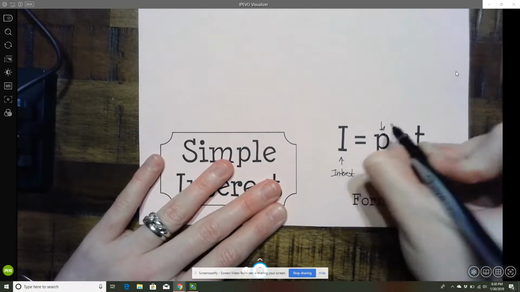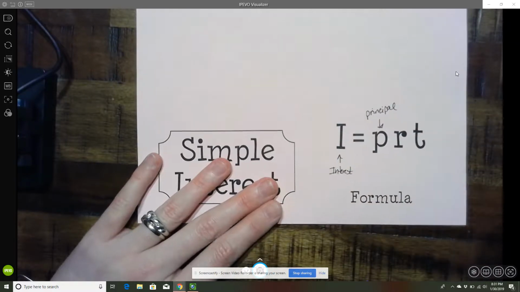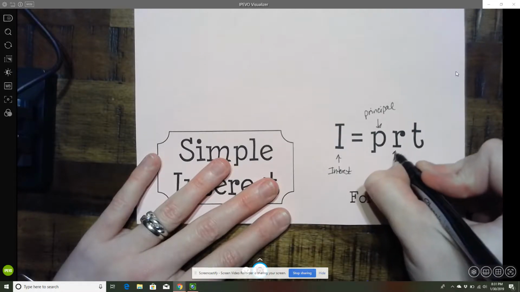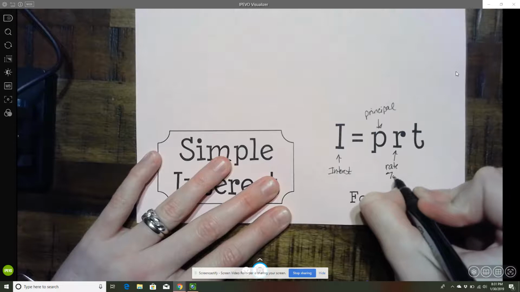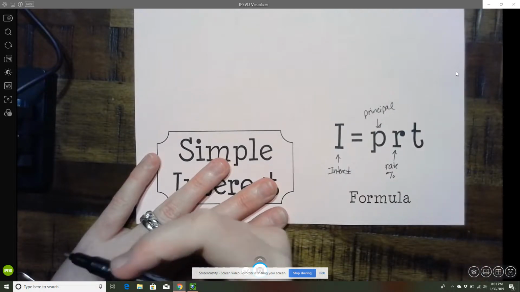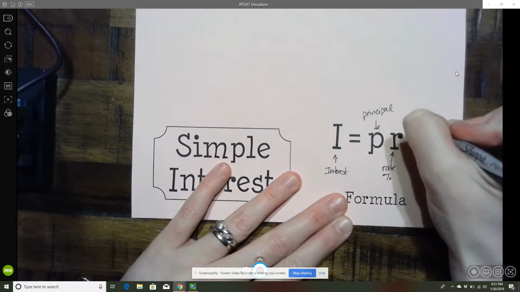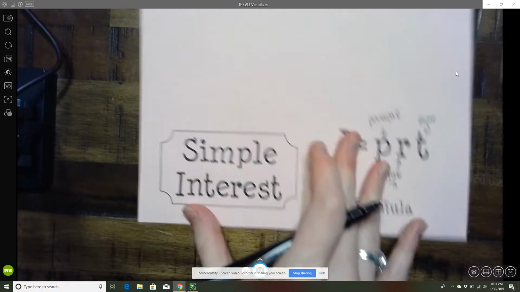P is the principal, or the amount that you start with, the amount that maybe you invest in an account. R is the rate or the interest rate. And this is a percentage, so we have to make it into a decimal. And then T is the time, how long that money is going to earn interest.